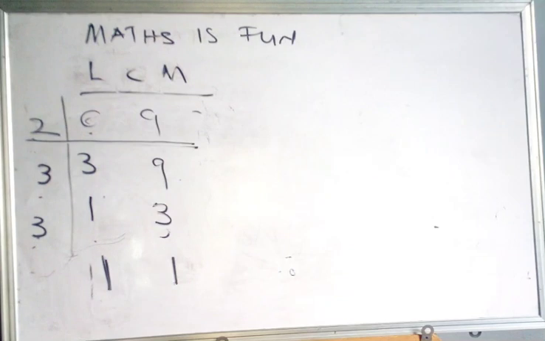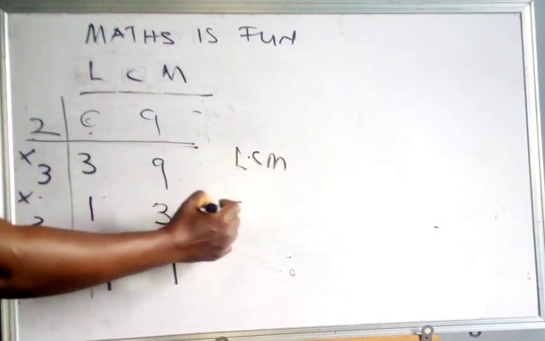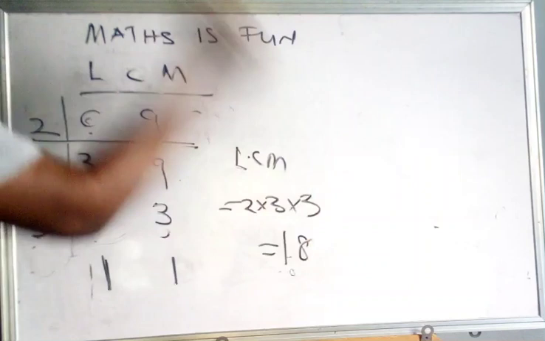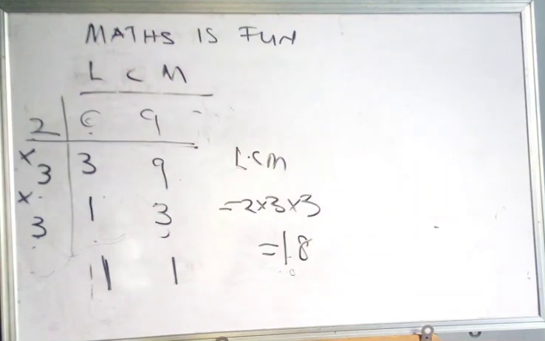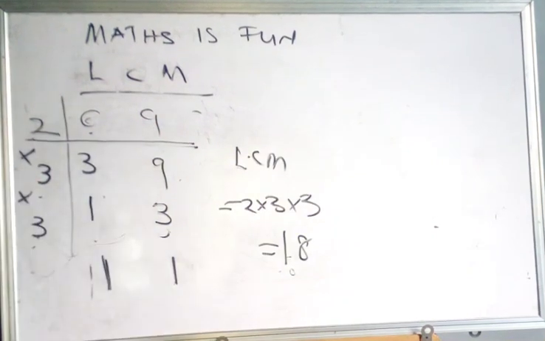So how do we get our LCM? Just as with HCF, we simply multiply the factors here. We have 3 factors here. 2 multiplied by 3 will give us 6. 6 multiplied by 3 again gives us 18. So our LCM is 2 times 3 times 3, which is equal to 18. So check it out. You will find out that 6 and 9 are factors of 18, and this is the lowest multiple of 6 and 9.